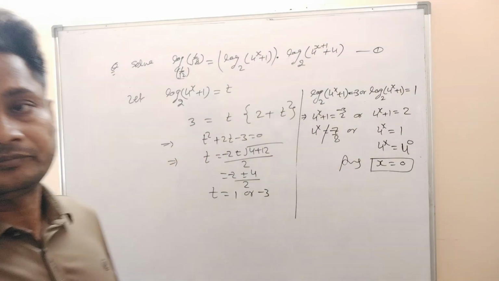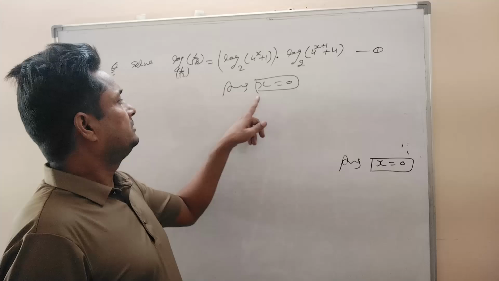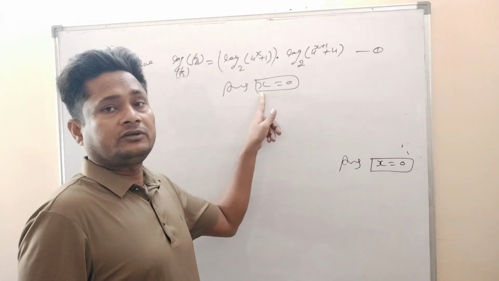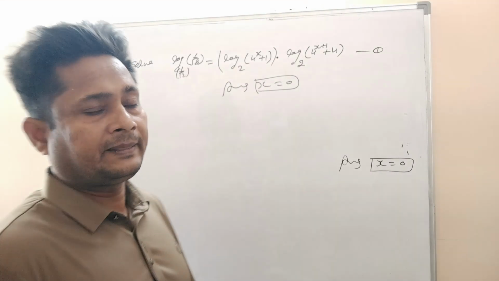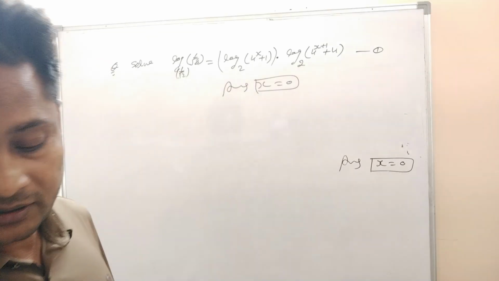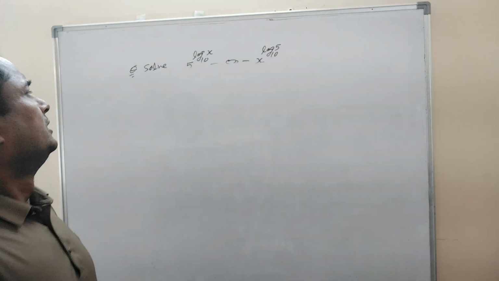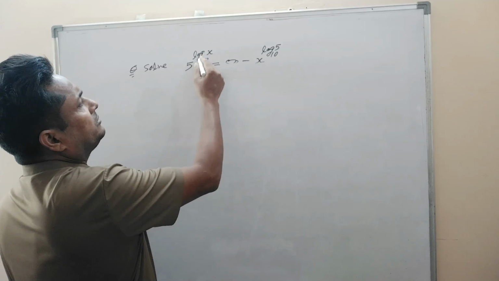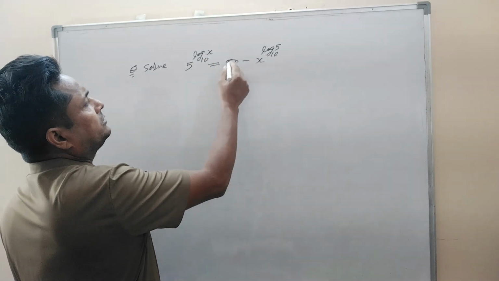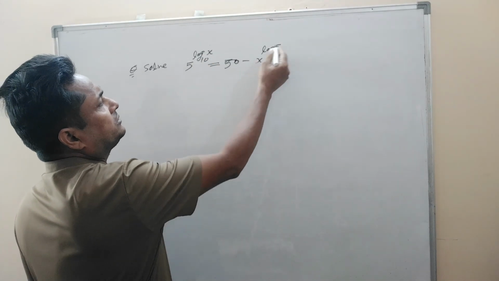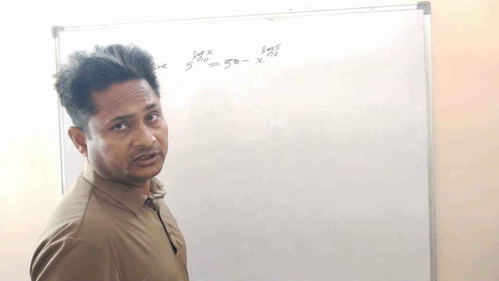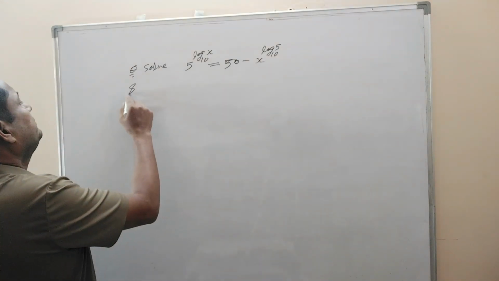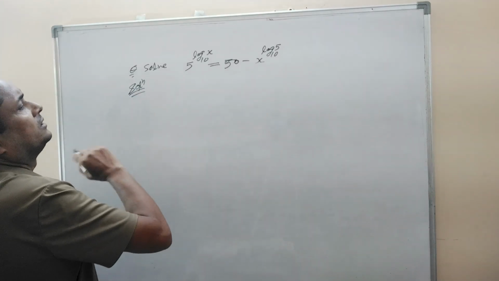Right. So the answer of this one is what? x equal to 0 only. The other answer is rejected. Now let's solve this question. 5 to the power log x base 10 is equal to 50 minus x to the power log 5 base 10. Right. So how will you solve this question?